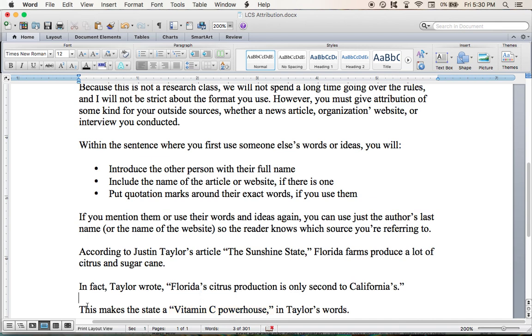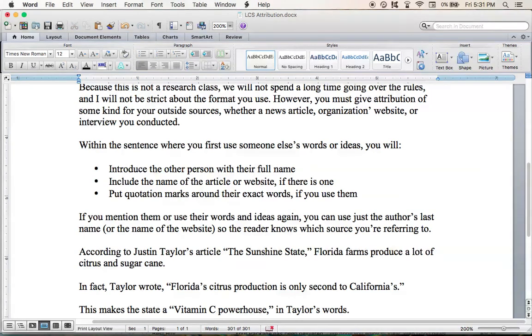Somebody else did. And so you can use a phrase that he wrote inside your own sentence so that it fits as if the whole thing was written by one person. It all makes sense together as one sentence, but you show which part of it came from a different source. So this makes the state a "vitamin C powerhouse," in Taylor's words. So the whole thing sounds like one sentence, but actually this part is your words, and the part inside the quotation marks shows the words that Taylor wrote. And you're also mentioning Taylor by name again so that your reader knows where the words came from. Okay? And this is what you're doing if you are using a newspaper article.